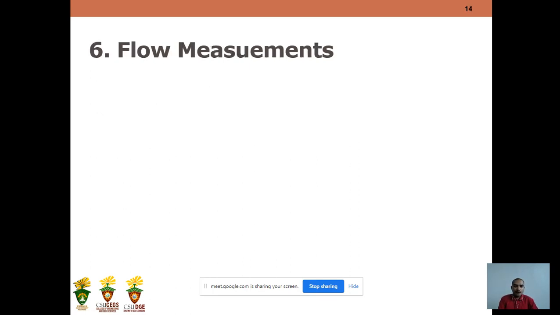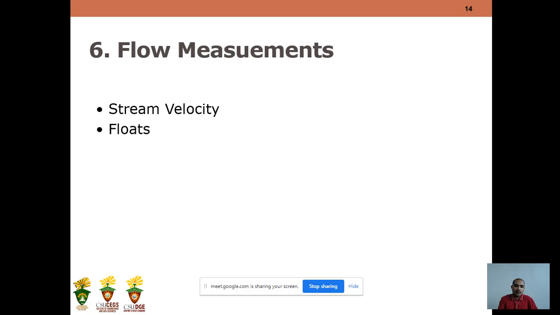Then topic 6 is all about flow measurements, class. There is a typo error. So flow measurements, which involves stream velocity. We need to measure from the conventional to the new methods. We will discuss stream velocity, how to get the velocity of the flowing water.